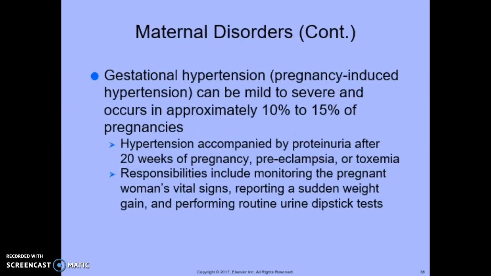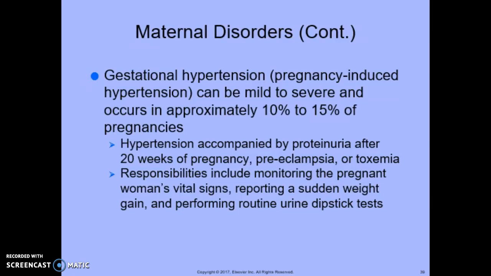Continuing on maternal disorders, gestational hypertension. This is pregnancy-induced hypertension, can be mild to severe and occurs in approximately 10 to 15% of pregnancies. Hypertension accompanied by proteinuria, which is protein in the urine, after 20 weeks of pregnancy, or preeclampsia or toxemia, can all be other side effects or can be accompanied by, and they're important to watch.